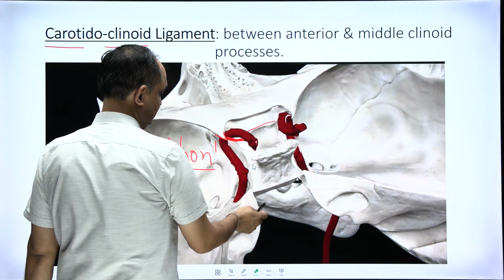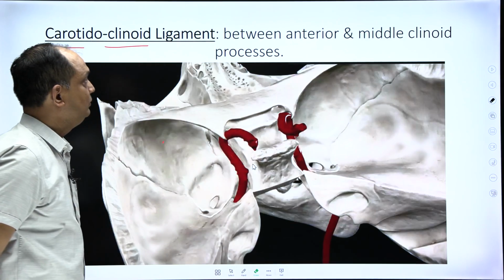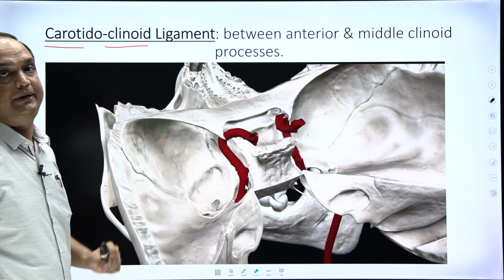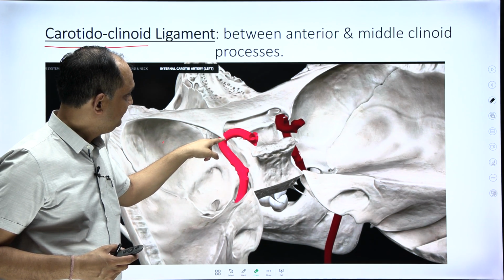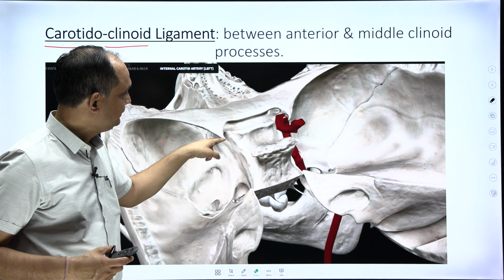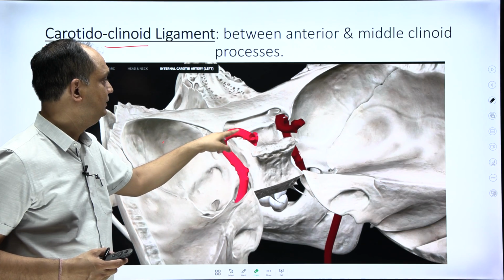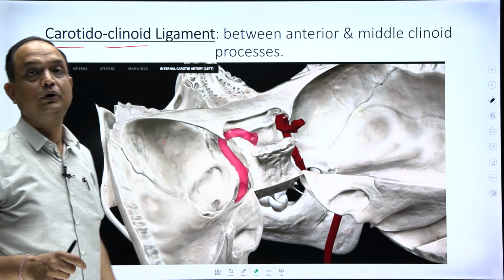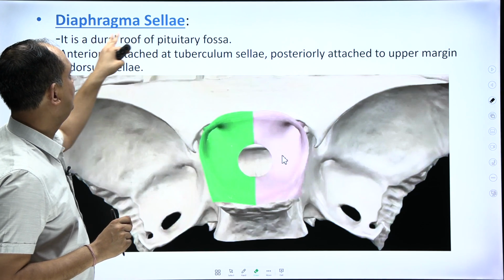So this is an important thing to understand: the carotidoclinoid ligament is present in the area between the anterior clinoid process and the middle clinoid process, which accommodates this upturn of the internal carotid artery. Clear? Now we'll move to one more word.